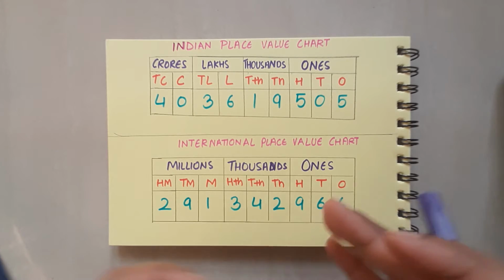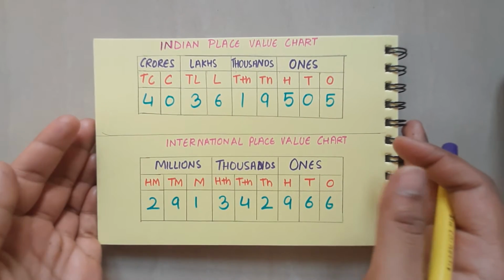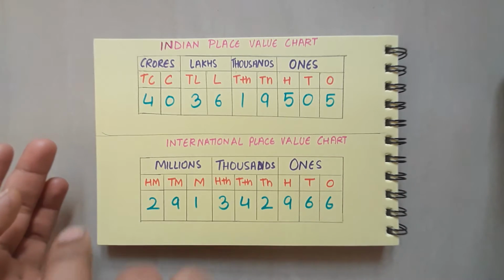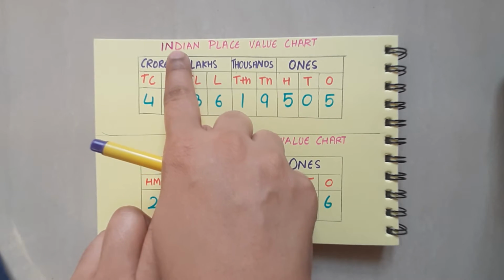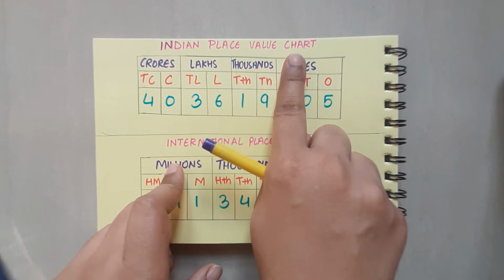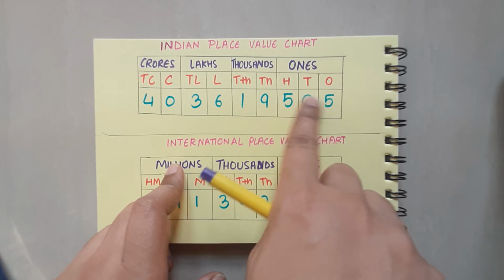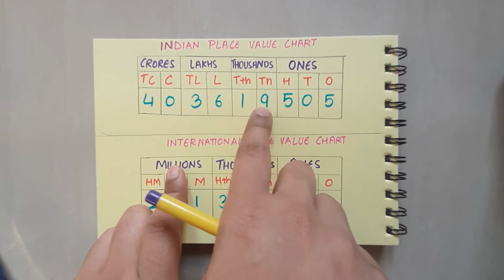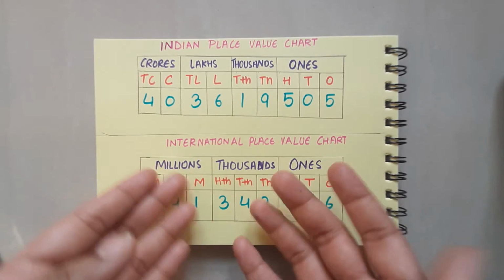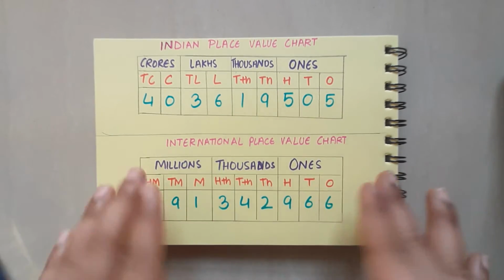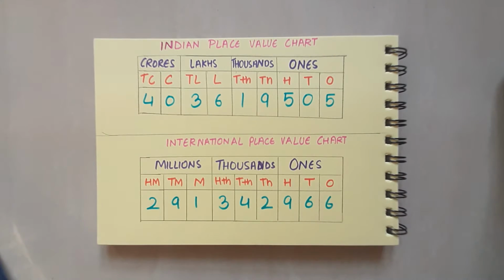Hey kids, let's get started with our new topic, a very interesting topic in the place value system. Here we have already understood the Indian place value chart, right? We know that these are the periods: we have ones and we have the places. We have the thousands period also, the lakhs period also. But today let us understand the international place value chart also.